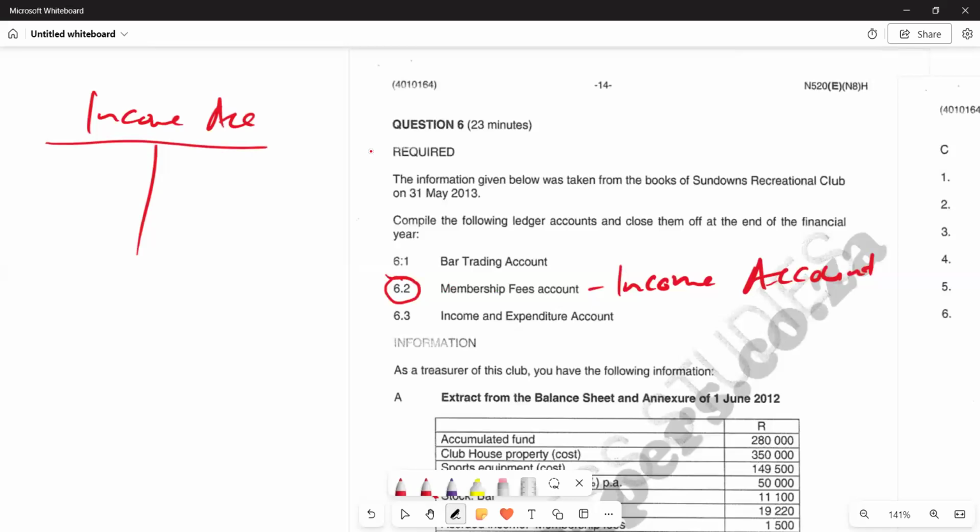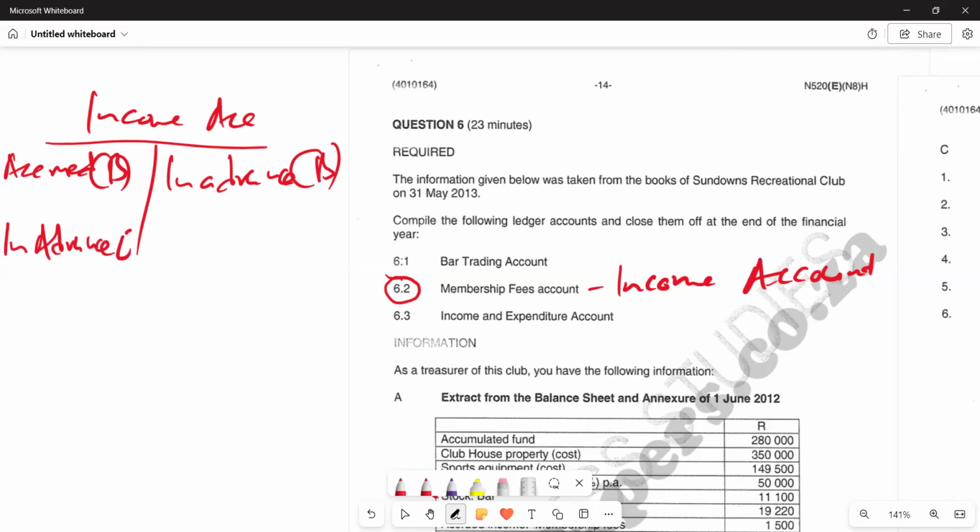The accrued at the beginning comes on the debit side, and then the in advance at the beginning comes on the credit side. And the opposite becomes true. If you have got in advance at the end, in advance at the end will come on the debit side, and then the accrued at the end will come on the credit side. So this is what we have. Let's just take note of this.